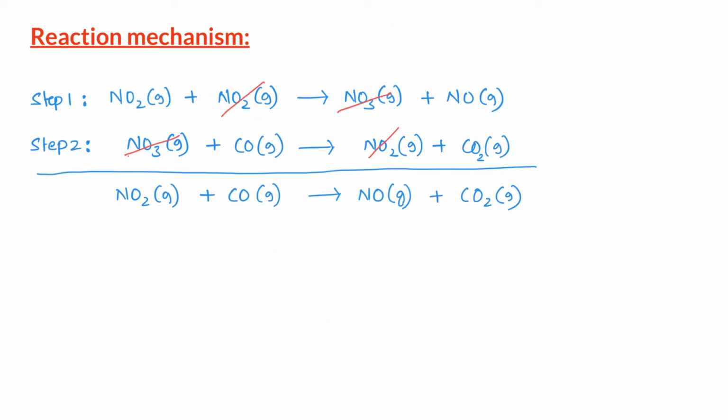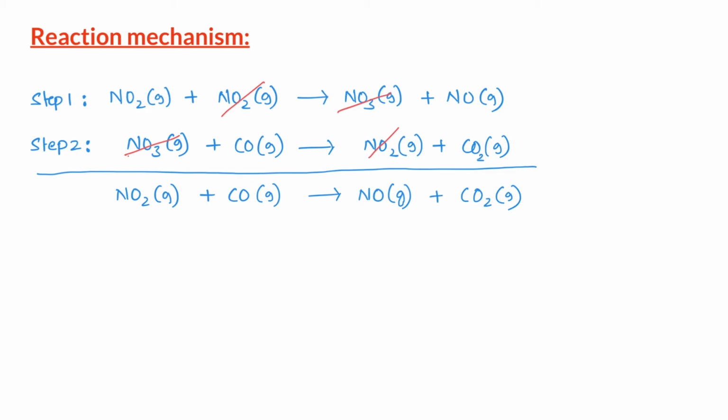Now, let us go back and look at the proposed mechanism for the reaction we discussed earlier. The reaction proceeds in two elementary steps. Let us now write the rate law for each of the elementary steps and also write down the experimentally determined rate law for the overall reaction.